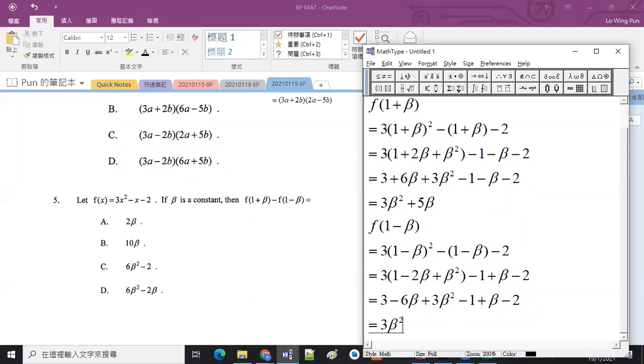3 beta squared, no like terms, right? And then minus 6 beta plus 1 beta becomes minus 5 beta. And for the constant term, we have 3 minus 1 minus 2, cancelled. So f of 1 minus beta is calculated to be 3 beta squared minus 5 beta.